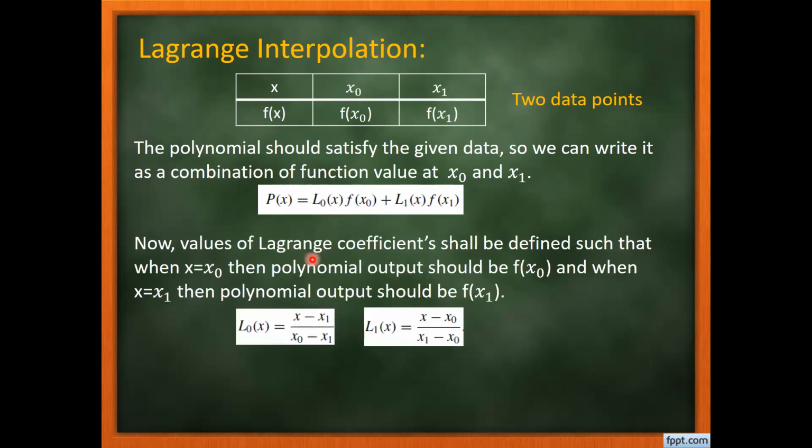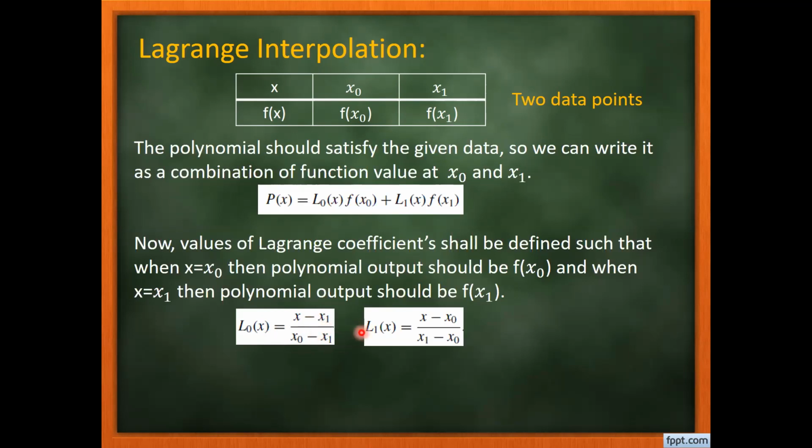Now, L0 is defined as x minus x1 divided by x0 minus x1, because at x1, x minus x1 will be 0. This means that at x1, L0 will be equal to 0. And at x0, x0 minus x1 divided by x0 minus x1 will be equal to 1. So the strategy is that in the numerator, we take the differences such that at any node other than x0, the L0 numerator is 0. And at x0, the numerator and denominator are equal, so that it comes out equal to 1.